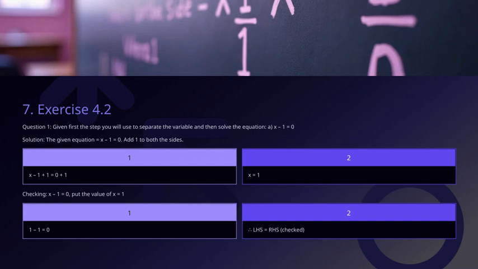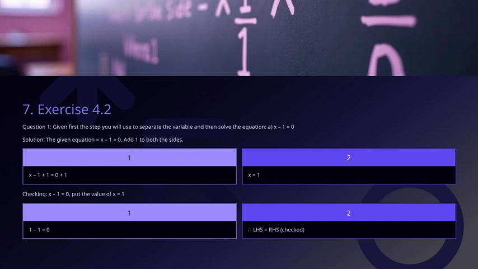Now, to check our solution, we substitute x back into the original equation. Putting x equals 1, we get 1 minus 1 equals 0, which simplifies to 0 equals 0. Since both sides are equal, our solution x equals 1 is correct.